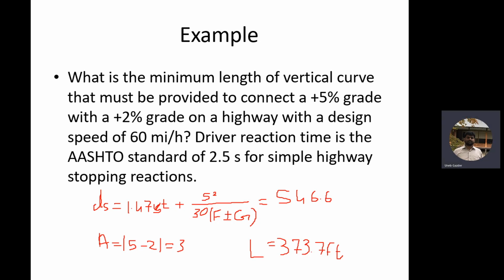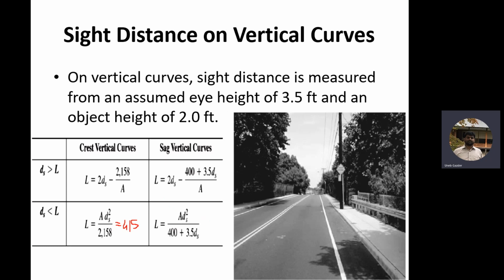Now, if you use the second equation, my DS was 546 or whatever. L must be more than DS for the second equation. So you use this equation, L came out to be 415, which is against this condition. So we cannot use this equation. Now you use this one, and L comes out to be 600, which again does not fulfill this condition. This is not possible.